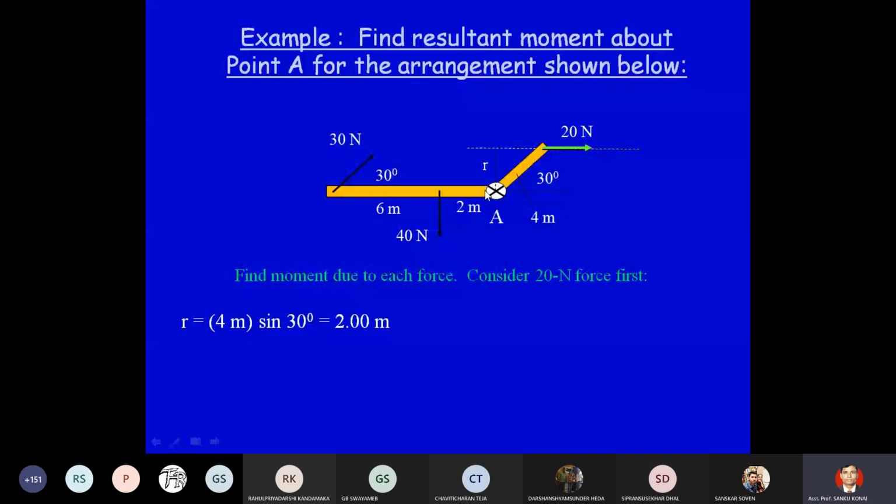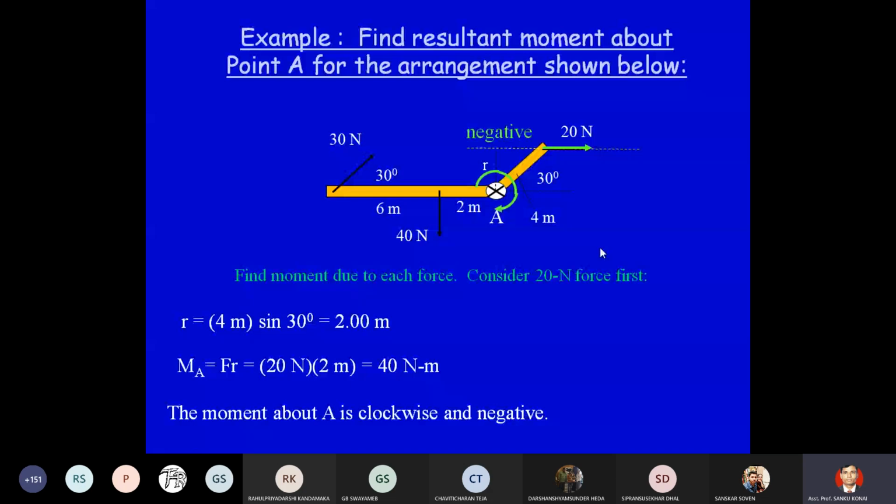So what will be the moment? It will be 20 into 2, and the direction, you can understand, will be clockwise, as the force is acting this way, and this is your perpendicular direction. So the rotation will be clockwise rotation. So this is negative, right? This moment is negative. So minus 40 Newton meter is the moment developed by the 20 Newton force.